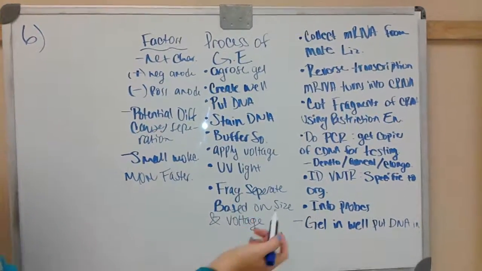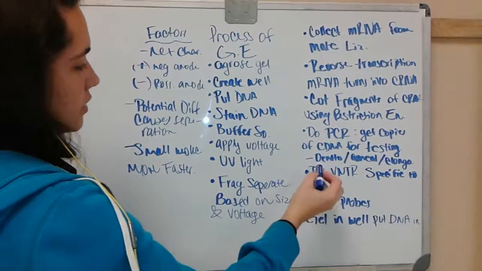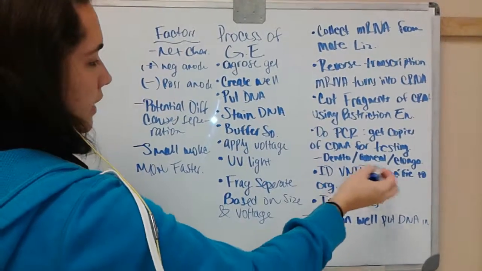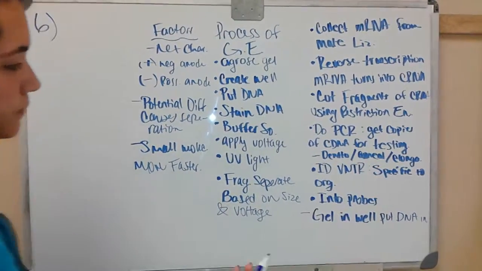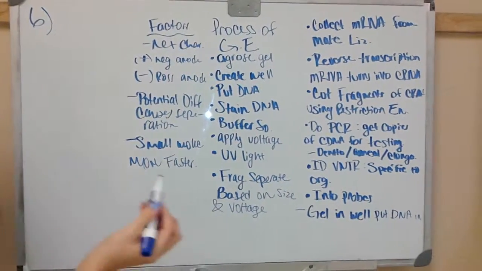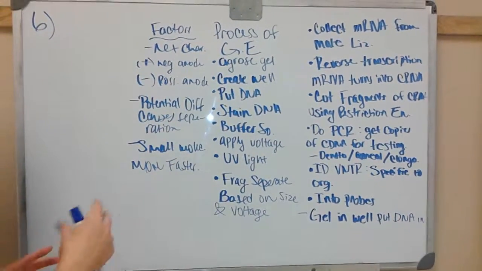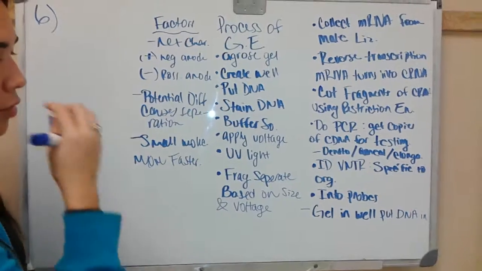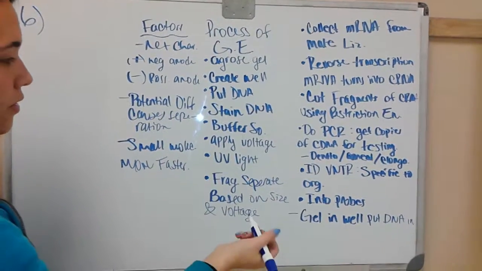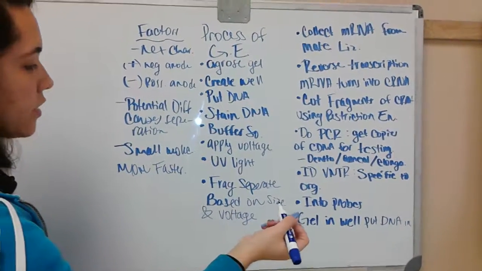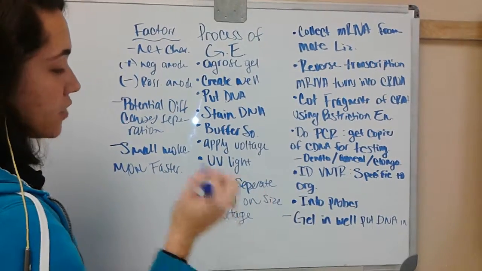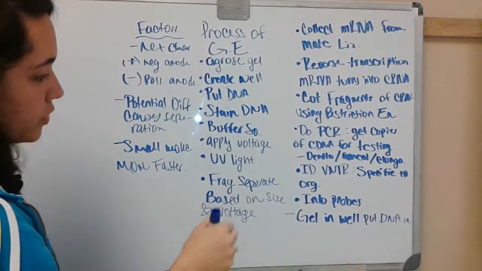Now, the process of PCR is denaturation, annealing, and elongation. Next, what we do is we're going to identify the VNTR, which is basically specific to every organism. The only two organisms that can have the same VNTR are twins, and they have to be identical twins.